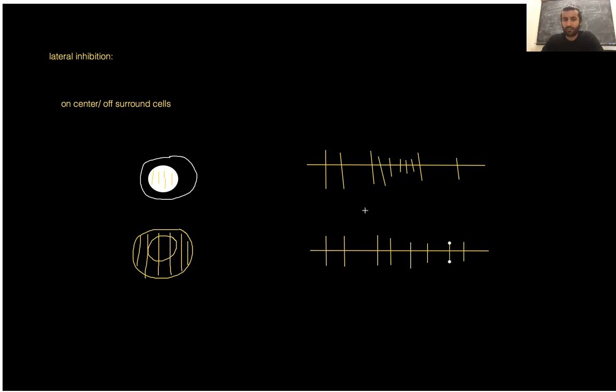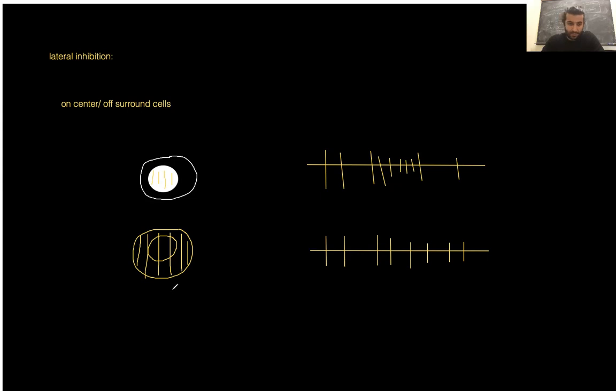So if there's no light, we have a baseline firing rate. If we introduce a flashlight to the center, we get excited, and it increases the firing rate. If we introduce the light to the whole thing, off-center and on-center, it actually diminishes the firing rate, and it goes down to almost the baseline firing rate.